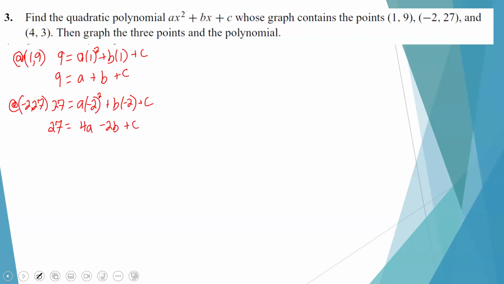Okay. And then at, what are we at? 4, 3, 4, comma 3. So that would mean we have 3 is equal to A times 4 squared plus B times 4 plus C. All right, so 3 is equal to 16A plus 4B plus C.